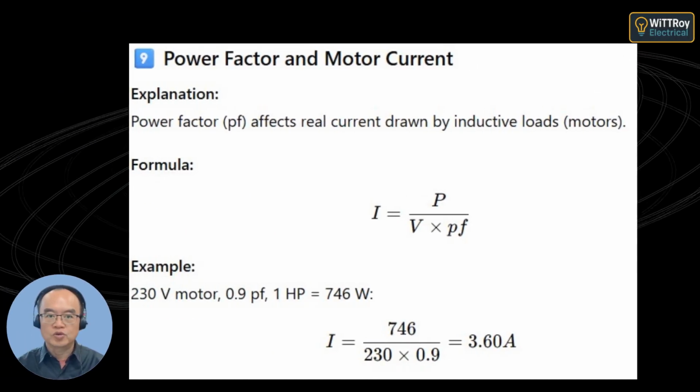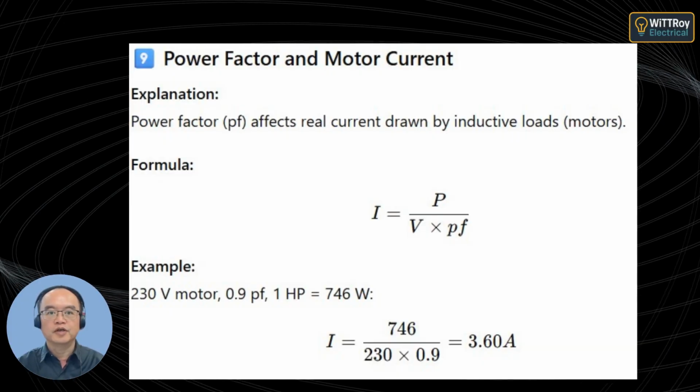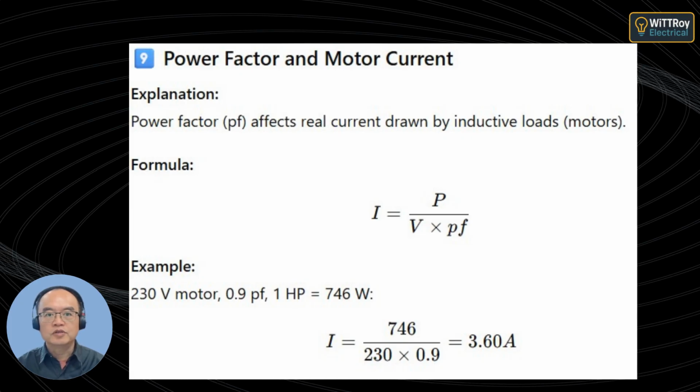Motors and inductive loads draw more current because of their power factor. Use I equals P divided by V times power factor. For a 1 horsepower motor at 230 volts and 0.9 power factor, current is about 3.6 amperes. Good power factor means less wasted power.